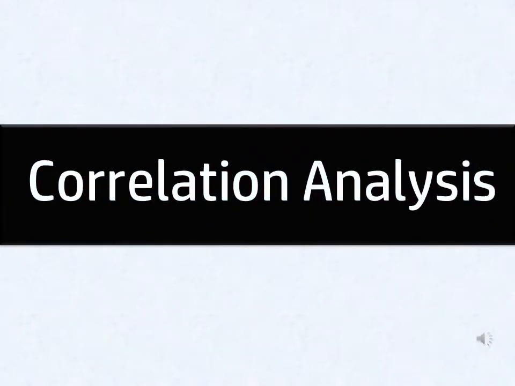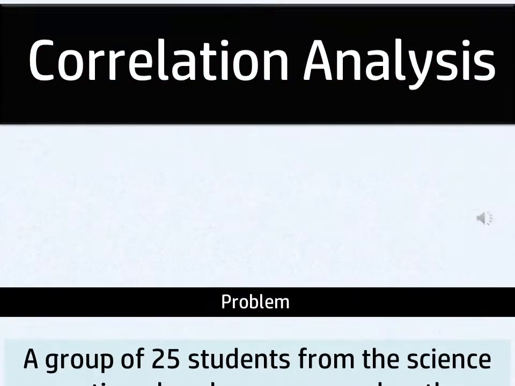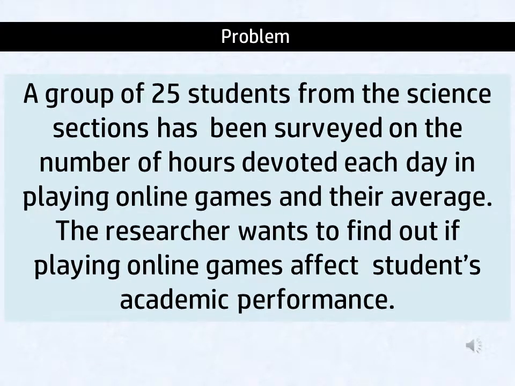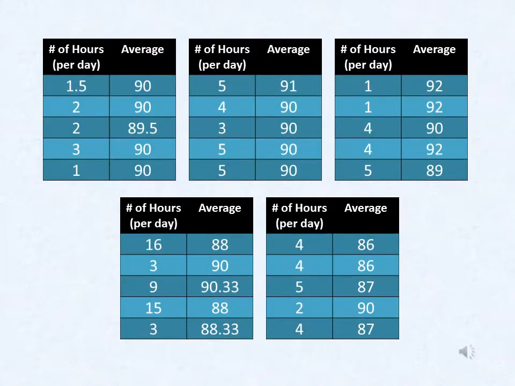Correlation analysis. Problem: A group of 25 students from the science section has been surveyed on the number of hours devoted each day to playing online games and their average. The researcher wants to find out if playing online games affects students' academic performance. The responses are summarized in the following tables.